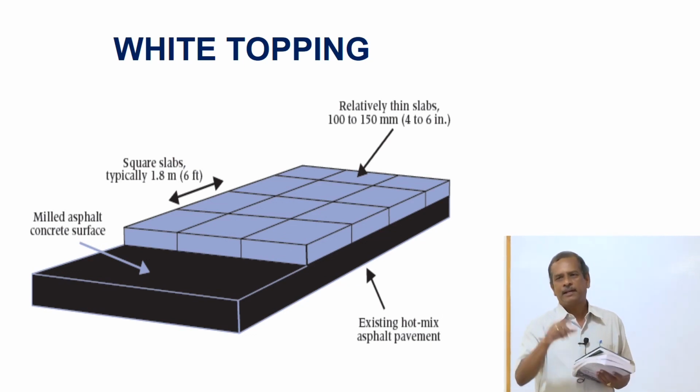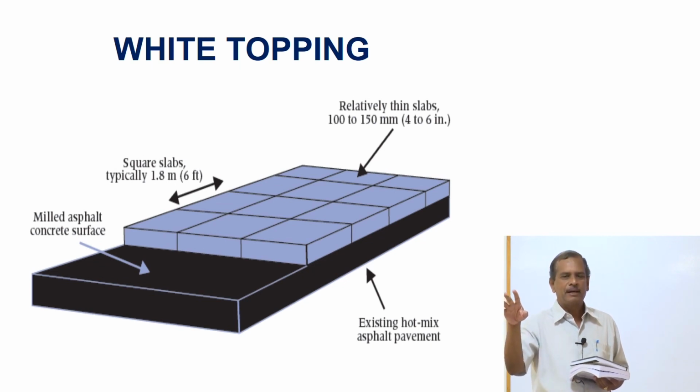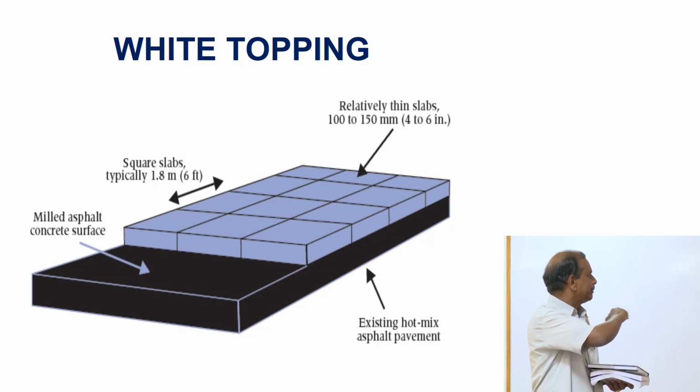At this point of time, there are 3 types of whitetopping. One is thin whitetopping, where thickness varies from 100 millimeter to 200 millimeter. Ultra thin whitetopping, which is less than 100 millimeters. So here again, if you want to have thin layers, you have to ensure a bond between the bituminous layer.